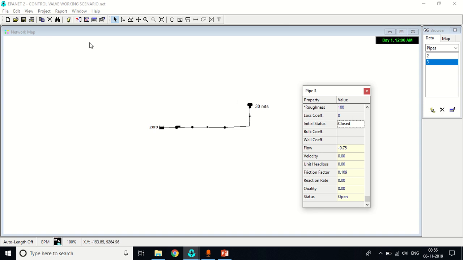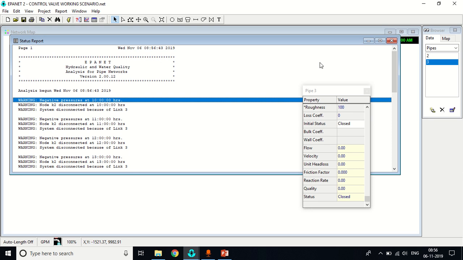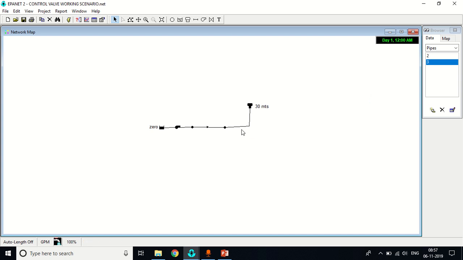But the pipe as of now is closed, and if I run the program, you'll see that negative pressure is generated at 10 a.m. onwards. That is because I have set the values of pumps in such a manner that after 10 a.m. the pump shuts off. There is no power supply after 10 a.m. And one important thing is, if I close the pipe, the flow arrow vanishes, but here you can see the pipe arrow, which clearly identifies which pipes are closed.